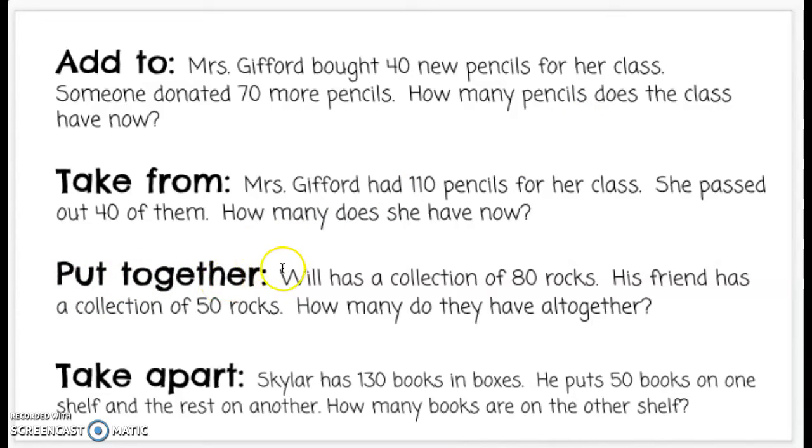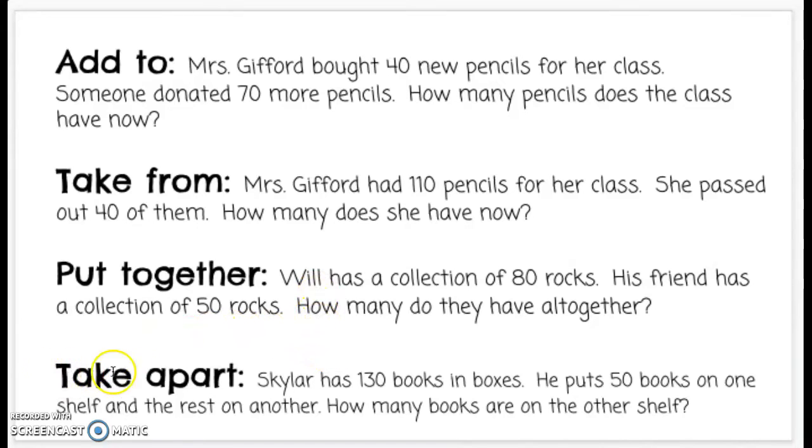And the example here says, Will has a collection of 80 rocks. His friend has a collection of 50 rocks. How many do they have altogether? Now, this one's really similar to the add to problem, but it's just another way to think about it. If one person has something and the other person has something and they're putting it together, it wants to know how many they have altogether.